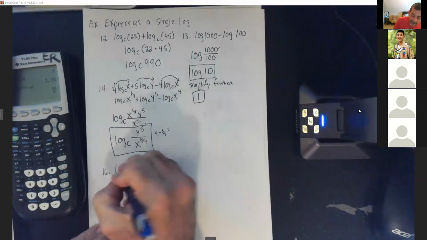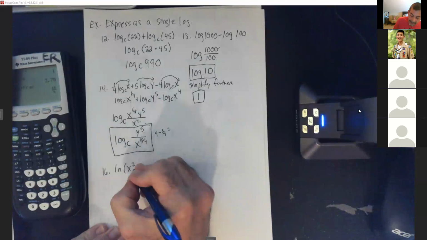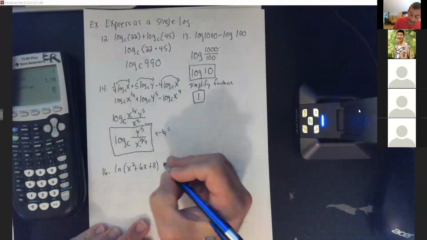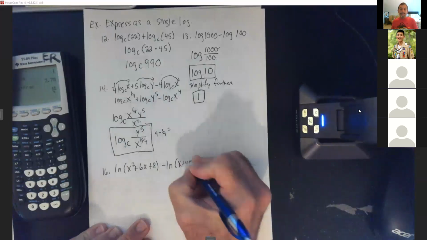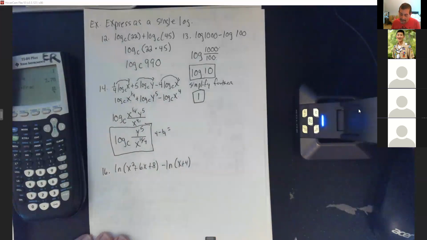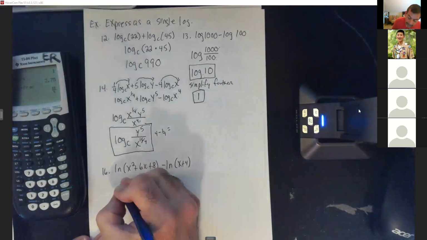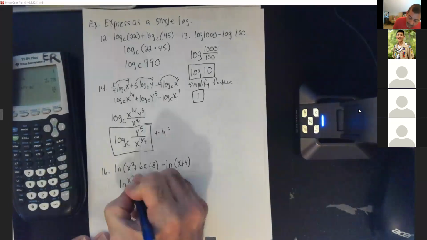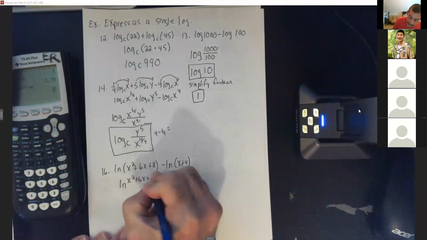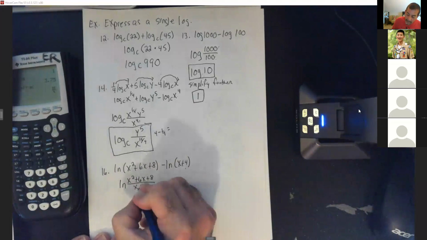This one has ln of x squared plus 6x plus 8 minus a ln of x plus 4. At the moment, nothing I can do with these parentheses. Exponents are already where they need to be. So I'm going to rewrite it as a single logarithm. I've got my ln. This is positive, so it'll be on the top, over, and this one's being subtracted, so the x plus 4 moves to the bottom.